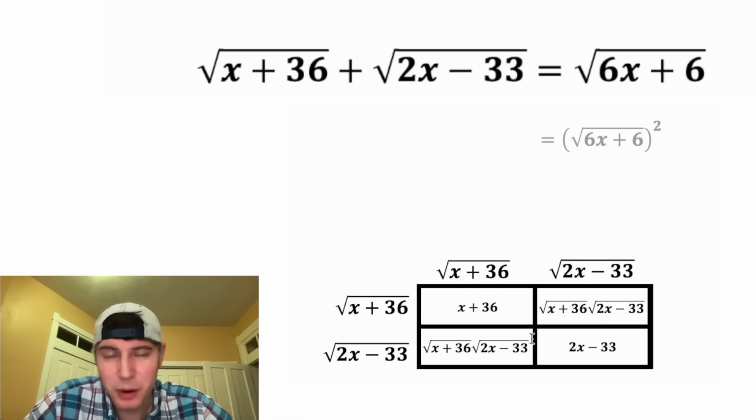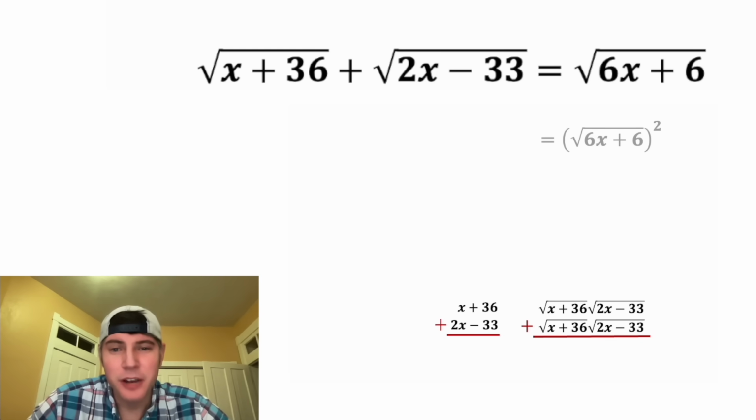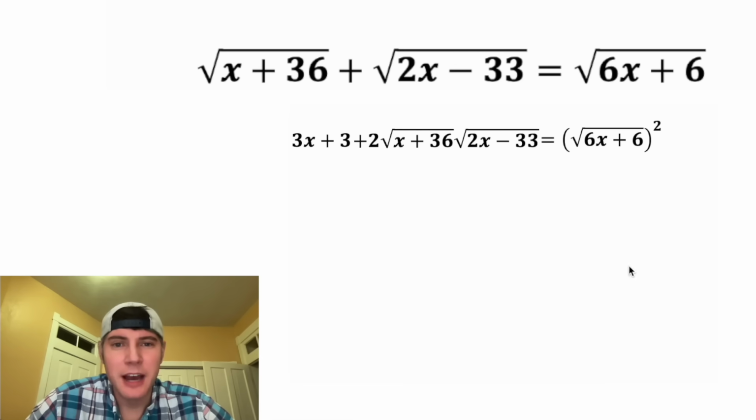And within these other two boxes, we cannot combine terms. But we can still combine like terms. If we add these together, we'll have x plus 2x is 3x, and 36 plus negative 33 is positive 3. And then over here, we have this whole mess plus this whole mess. It's going to end up being 2 of those messes. And now that we've combined like terms, we're done with the left-hand side. And now we can do the right-hand side. The square root and the square will cancel each other out to give us 6x plus 6.